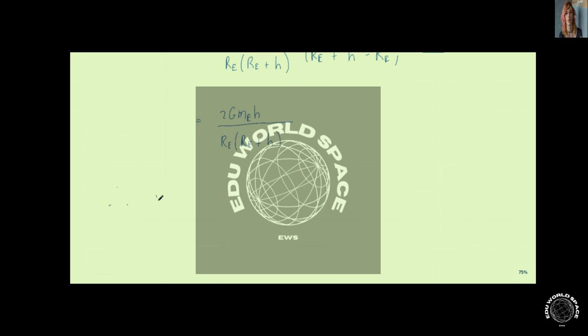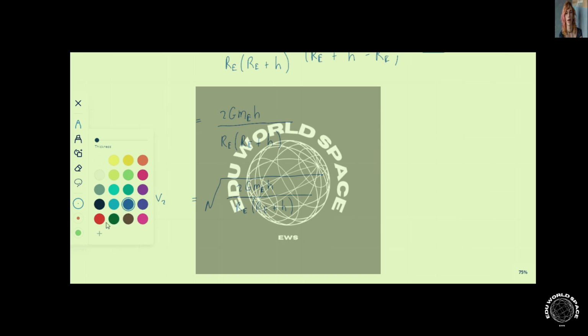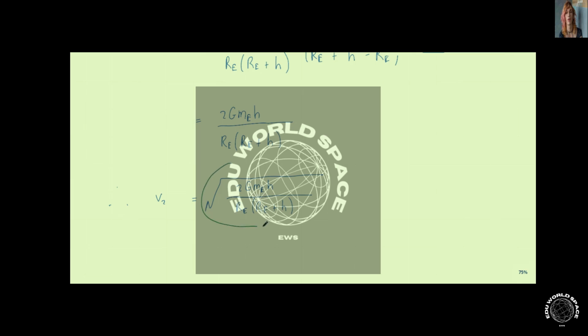So therefore, the velocity of the hammer V2 is equal to the square root of 2G me times h divided by re into re plus h. So this is our final answer. This is the final velocity for an object that falls any distance that is not small in comparison to the radius of the Earth.